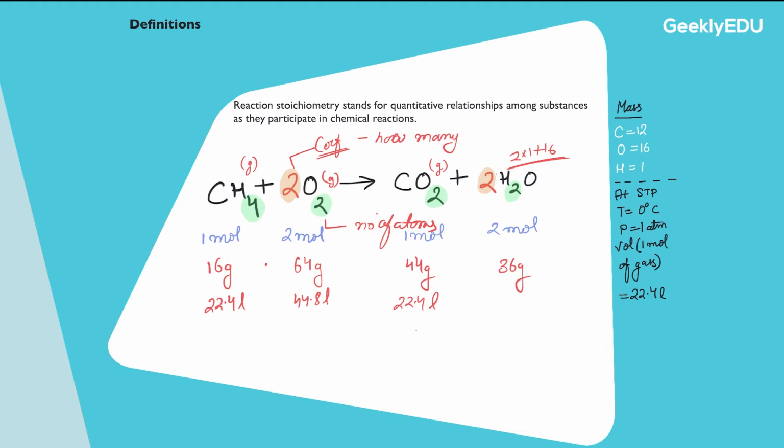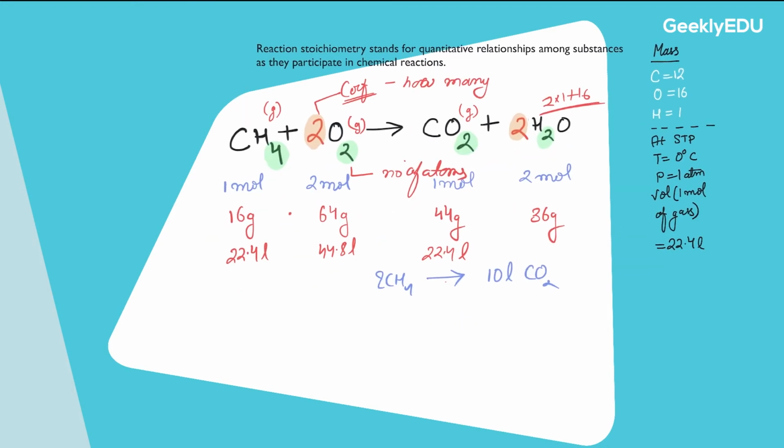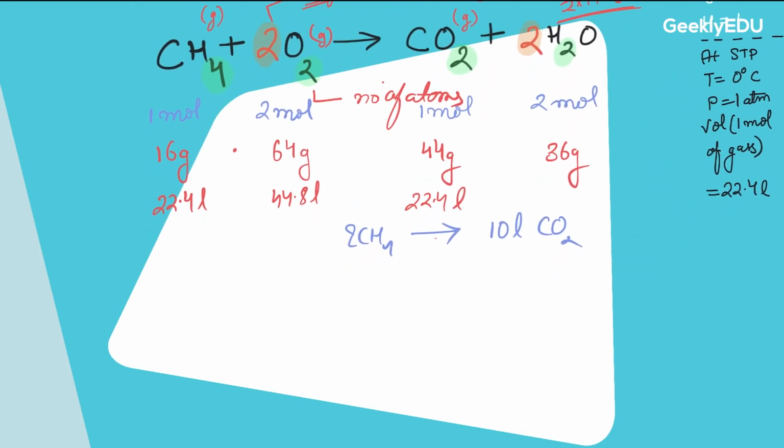Now, you see a variety of information-type questions can be asked based on this information. For example, they may ask: how much methane would be consumed to produce 10 liters of carbon dioxide? So how do you solve this question? You already know a bit of information about that.